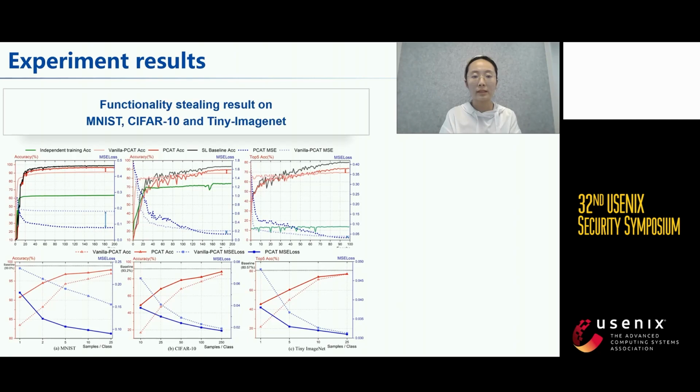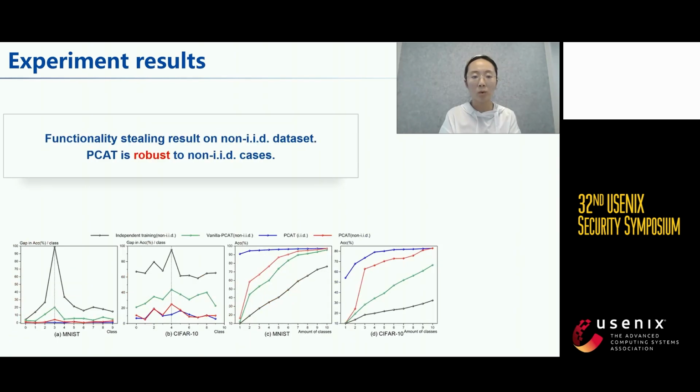Then we consider the cases where the pseudo-client dataset lacks one or more classes of training samples. If we use independent training, the pseudo-client can't recognize the missing class at all. However, PCAT significantly mitigates the effect of the missing class. Therefore, we conclude that PCAT is robust to non-i.i.d. cases.